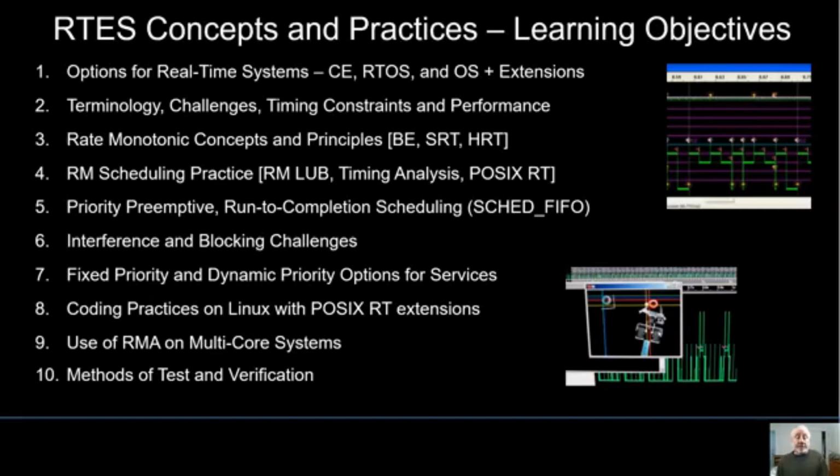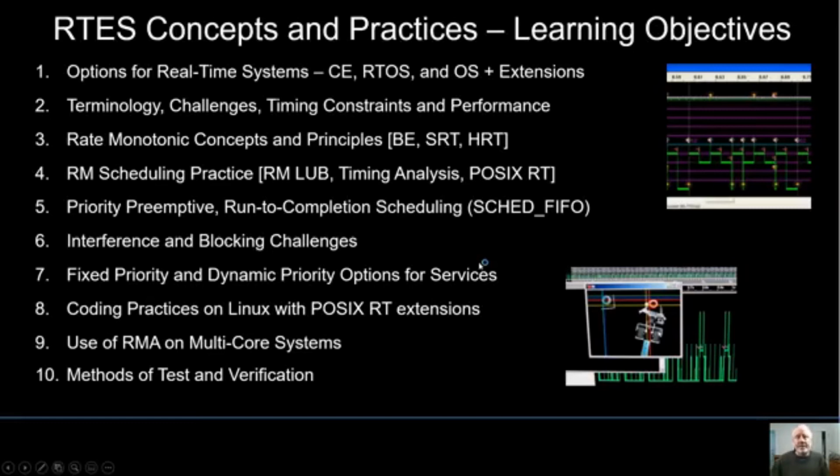Use of rate monotonic analysis on multi-core systems. So this is really important today. Many systems are multi-core today. This helps, but it also adds extra challenges. And then finally, methods of test and verification. And so in the series, we go deeper on each one of these topics. So if you take the first course, you should have an introduction basically to everything you need to know about real-time systems. And then if you complete the whole series, you'll go in depth on all of these areas.